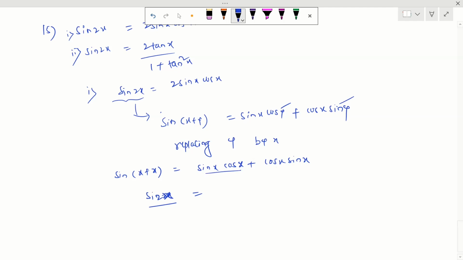And sin x cos x, here also sin x cos x, the two terms are the same, therefore we can write 2 sin x cos x. Therefore LHS is equal to RHS, hence it is proved.